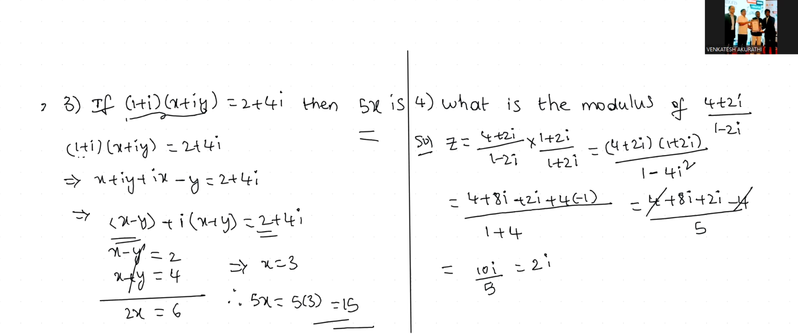Therefore, modulus of z. Modulus means mod z value. Mod z means square root of, so this is also in the form of a complex number, 0 plus 2i. Square root of 0 square plus 2 square. That is equal to root of 0 plus 4, 2 square is 4. Root 4 is equal to 2. The value is 2.